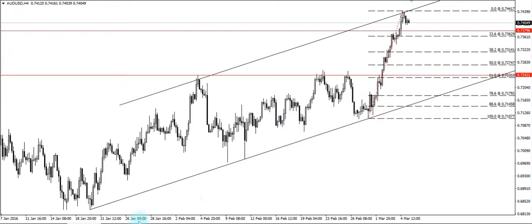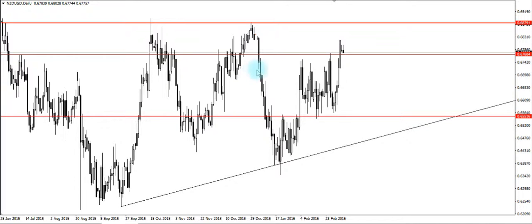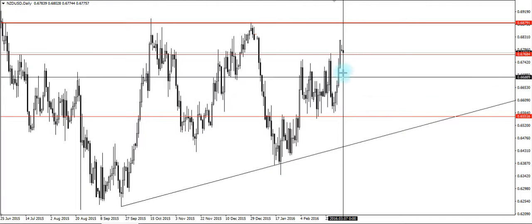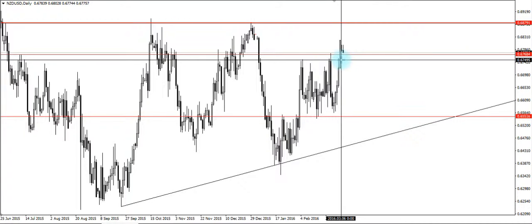Next we have the New Zealand dollar against the US dollar. Back in the day one chart, we have seen that the price has also appreciated for the past one week, and it has finally broken above the key resistance level at the price of 0.6749.